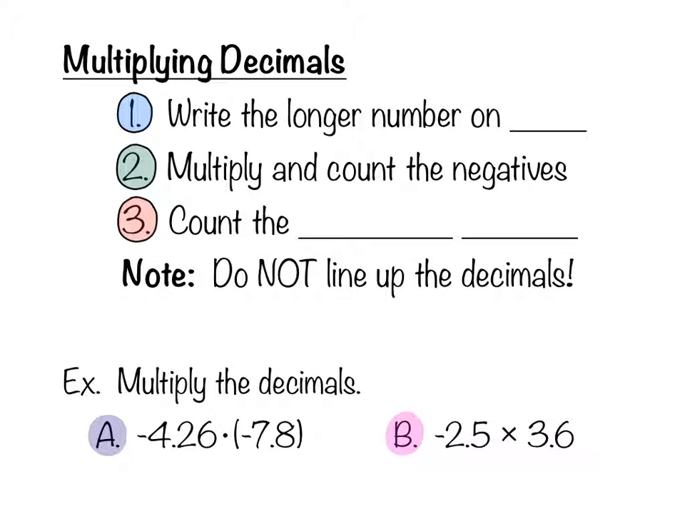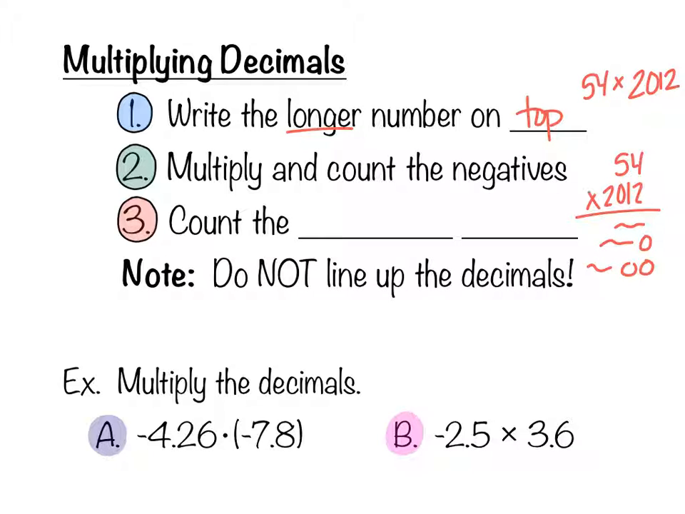All right, multiplying decimals. When you want to multiply decimals, you're going to start by writing the longer number on top. And the reason you want to do that, let's say you were doing 54 times 2012. Well, it would be kind of silly to write 54 like this times 2012, because you'd have to do 2 times 4 and 2 times 5 and get your answer, then drop down a 0, then multiply again and then drop down 2 zeros, and multiply again and drop down 3 zeros, and then add it all up. And that's a lot of work you'd have to do.